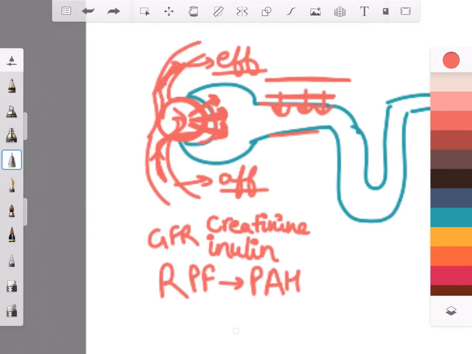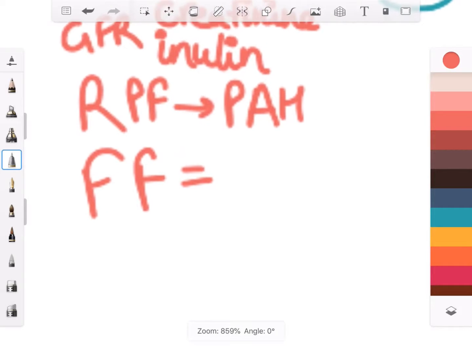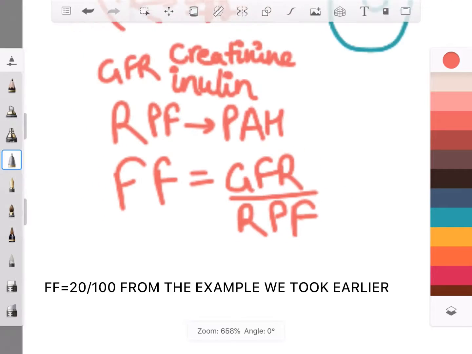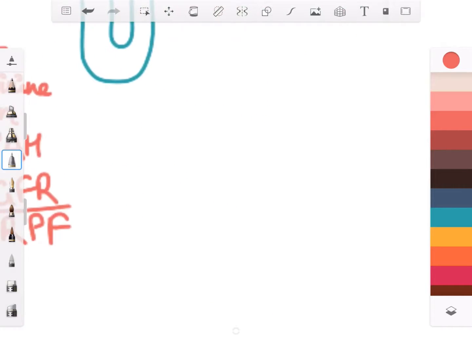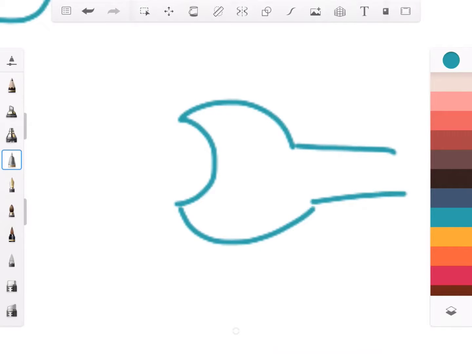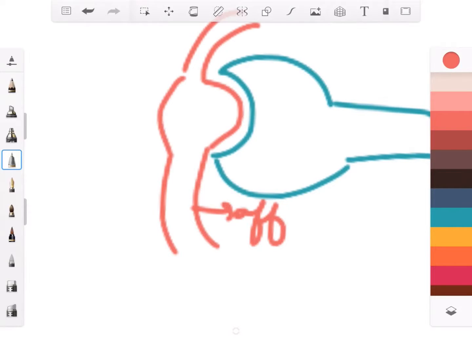Now, what is filtration fraction? Filtration fraction is the amount of plasma that has been filtered out divided by the total amount of blood that went through the glomerulus. To understand filtration fraction, let's look at some clinical things. So we have the Bowman's capsule, and we have our afferent artery, glomerulus, and efferent artery.